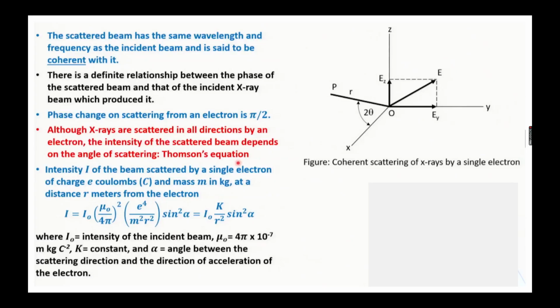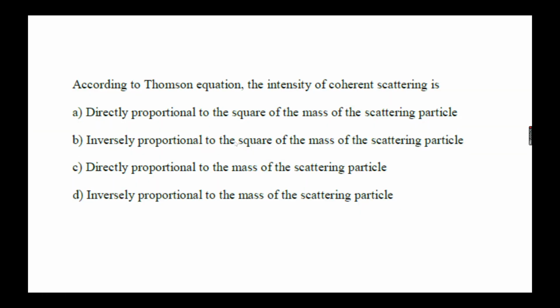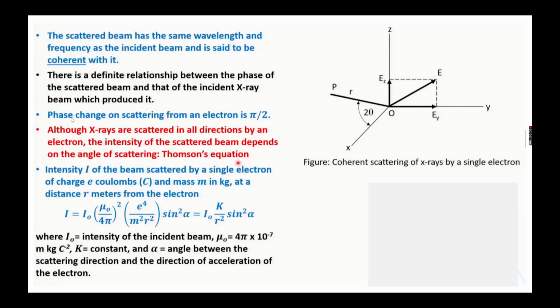So here I was talking mainly about this formula. This gives the intensity of a beam scattered by a single electron of charge e in coulombs and mass m in kilograms, at a distance r in meters from the electron. Here you can see I, and this m is the mass. So this is inversely proportional to the square of the mass of the scattering particle.